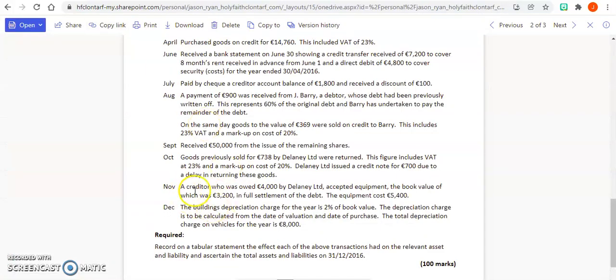So with that one, remember, creditors are going to go down by $4,000. The accepted equipment, the book value of the equipment was $3,200. So if that's the value and our debt was $4,000, well then we didn't pay an extra $800. So we kind of got a discount received. So that's going to increase our profit and loss by $800. We're going to reduce our equipment by $5,400 because that's what we're getting rid of. And the difference between the equipment cost and the value of it now is your depreciation, which is $2,200.